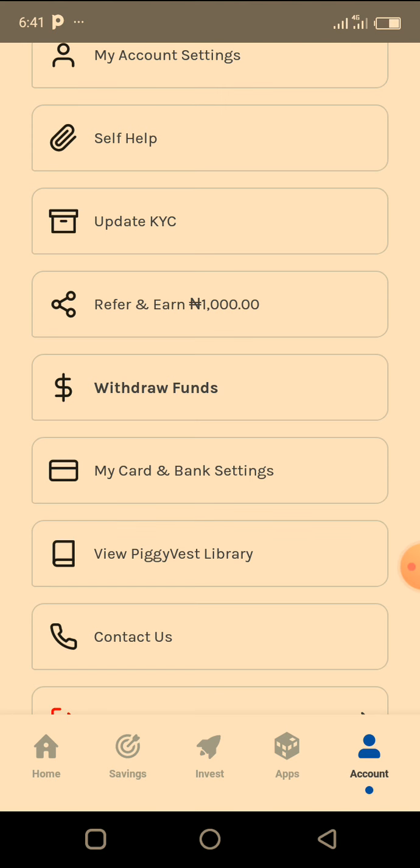I've seen someone who has referred up to 120 something persons. So he made 127,000 naira just referring people. You understand? Cool cash, just referring people. So you can actually even make this your business. Help them to do publicity and then you're making money from it.